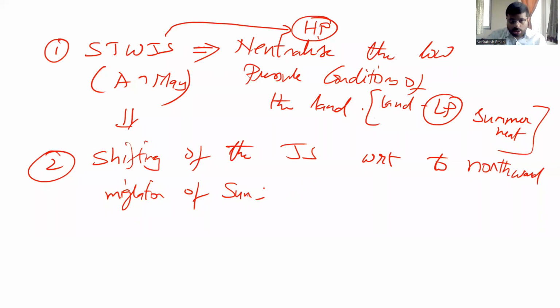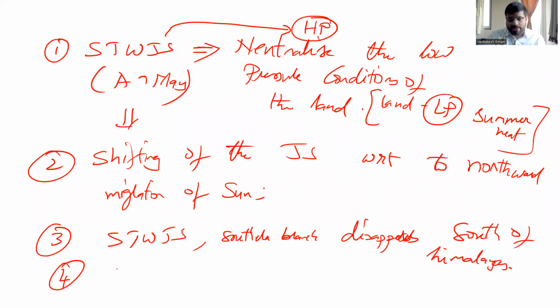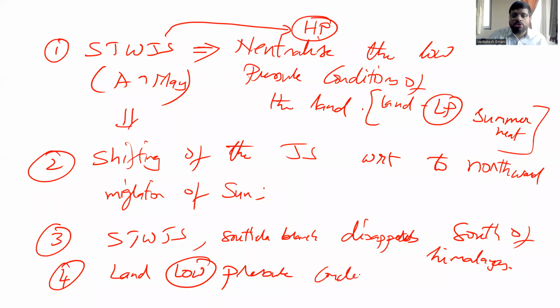So what happens? The subtropical westerly jet stream, its southern branch south of the Himalayas, disappears. You have the Himalayas, and south of the Himalayas, it disappears. The moment this disappears, low pressure conditions are restored on the land. The moment land low pressure conditions are restored, what will happen? Understand?